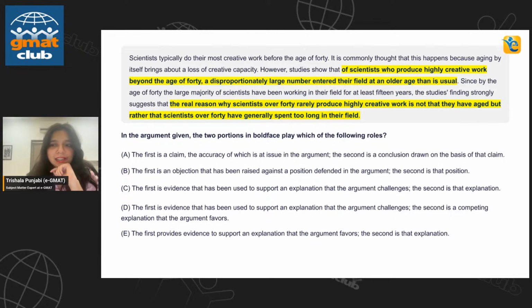So we have one E on board and one B. Okay. I'd like to hear from a few more of you, and then I'll reveal the answer choice.